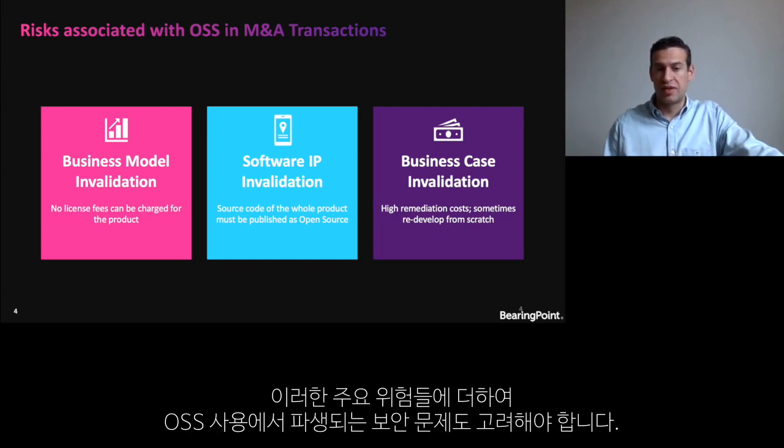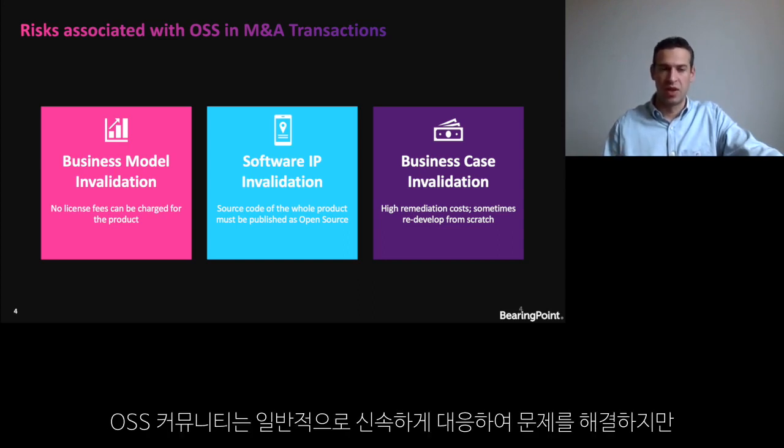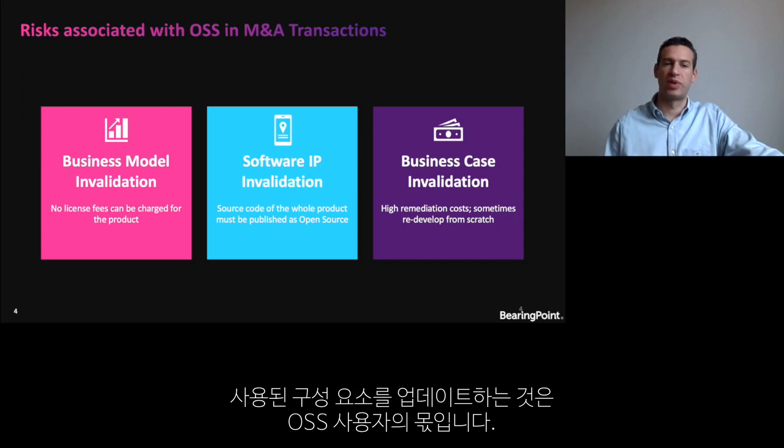In addition to these main risks, there can be security issues derived from the use of OSS, and that's something that should also be taken into account. Proprietary software can also be affected by OSS in regard to security vulnerabilities. OSS communities usually react very fast and fix these issues, but it's up to the user of the OSS to monitor the communities, obtain the fixes, and update the components that are used.